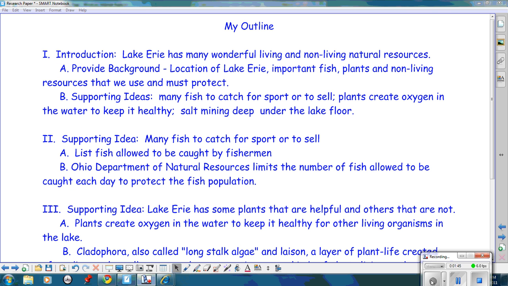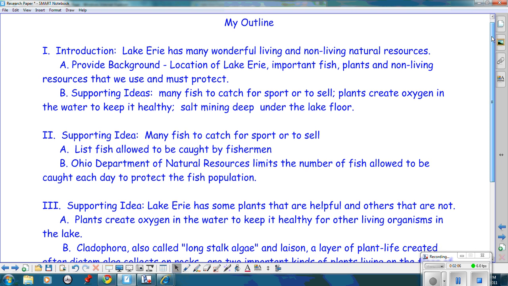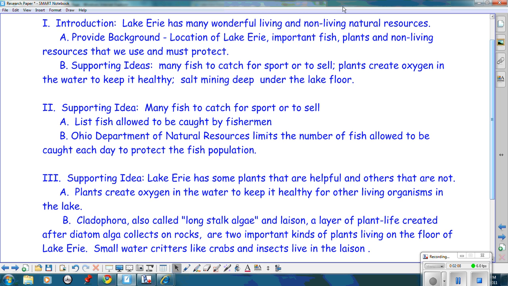So you saw Mrs. Varner's note cards that I was creating about fish and plants in Lake Erie and threats to the natural resources. So right here, I've created my outline. I've got the introduction because, again, my topic was to find out the living and non-living natural resources in Lake Erie. So in my background, I'm just going to tell where Lake Erie is located and some of the important fish, plants, and non-living resources that we have.